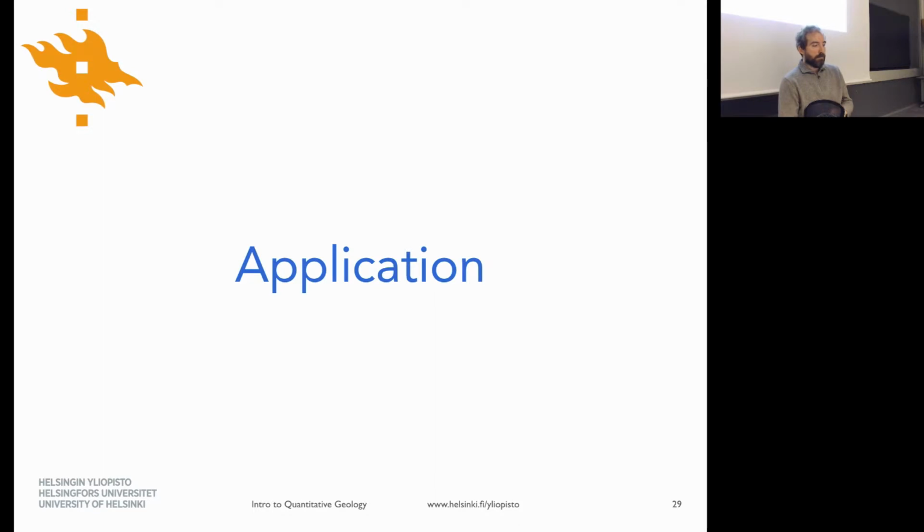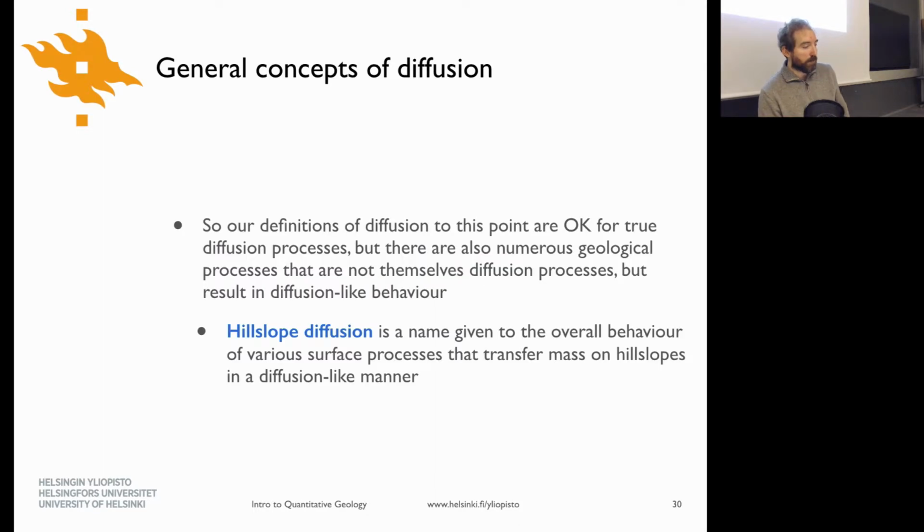Okay, so let's go on to our application for today. I'll spend a little bit of time here just to introduce the concept of how we could apply diffusion in one example. And this is going to be the example of looking at how material is transported on hill slopes.